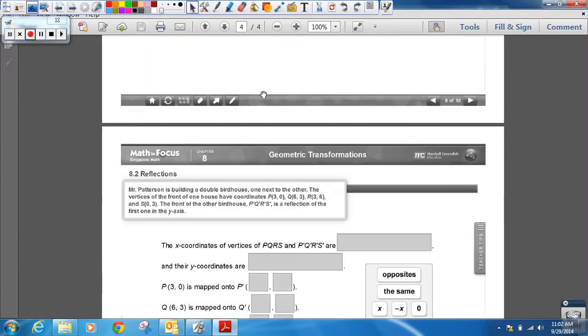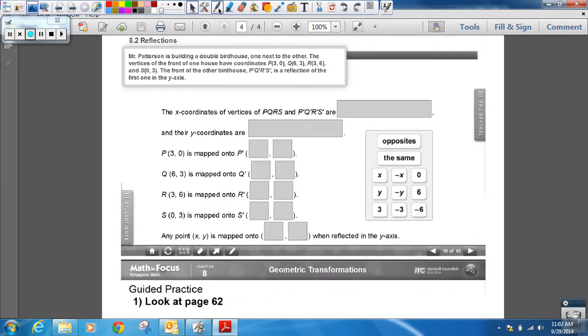Our last one here we're going to look at is the following. It says Mr. Patterson is building a double birdhouse, one next to the other. The vertices of the front of one house have the coordinates P(3, 0), Q(6, 3), R(3, 6), and S(0, 3). The front of the other birdhouse, P'Q'R'S', is a reflection of the first one in the y-axis. So if we remember our generalization for the y-axis from our last page, and sorry about that, it is the following.